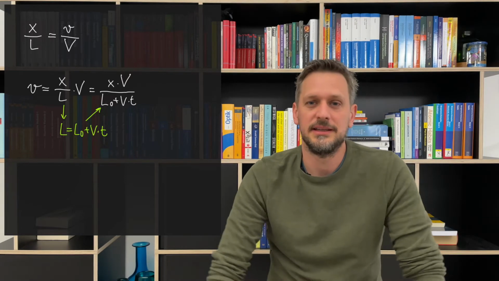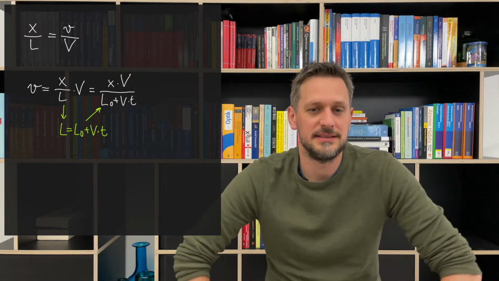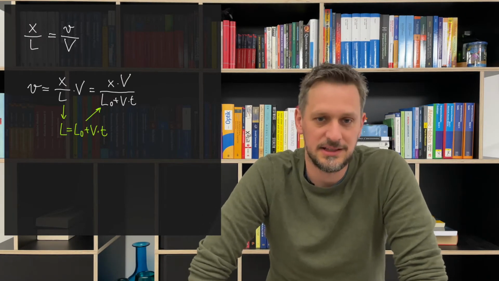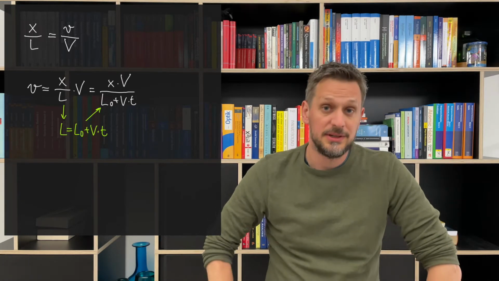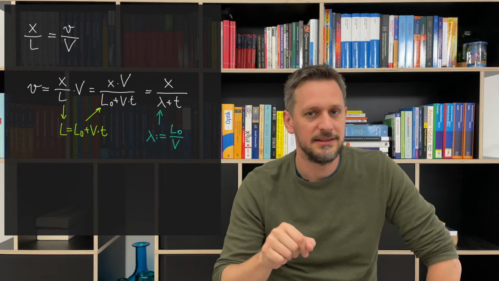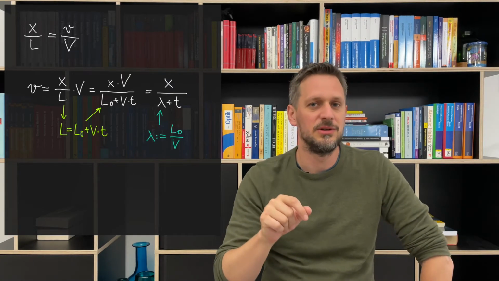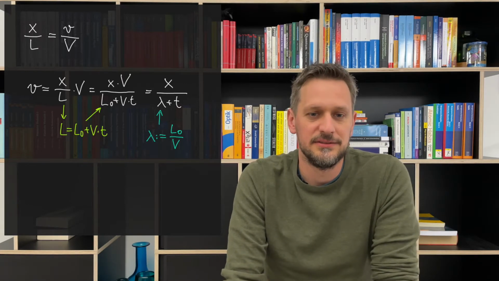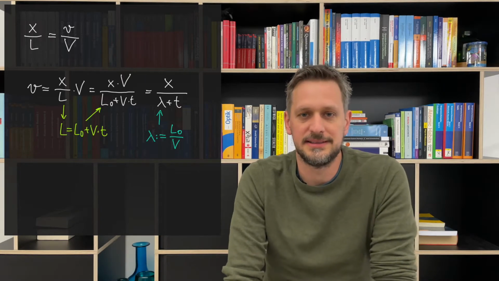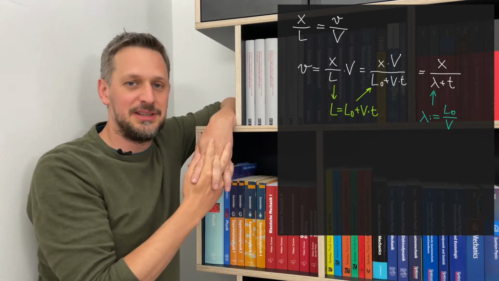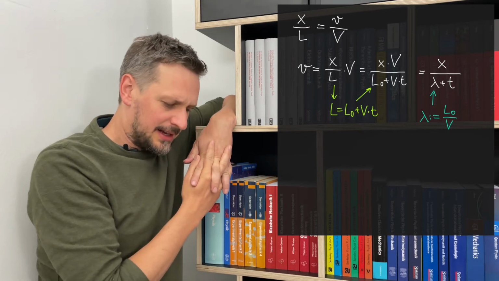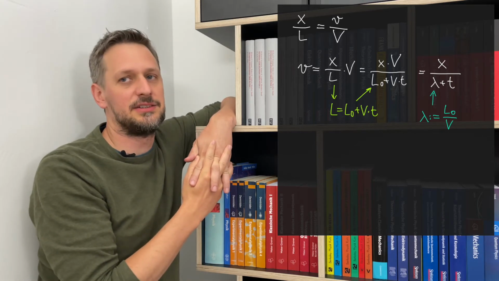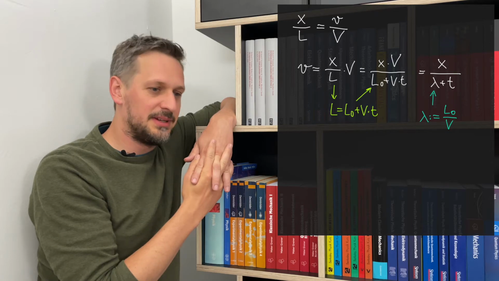We can plug this into the equation we already have to get v is equal to x times big V divided by altogether L0 plus big V times t. At this point we're going to introduce a new variable called lambda, and we will define this as L0 over big V. This will allow us to further simplify the equation to v is equal to x over lambda plus t. First order of business, this new variable lambda that we introduced doesn't have an important physical meaning. It's just there to make it more simple and easier to handle.